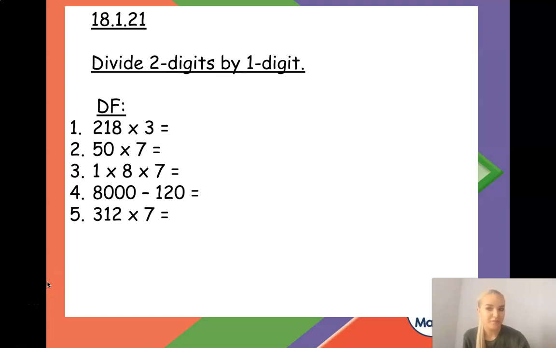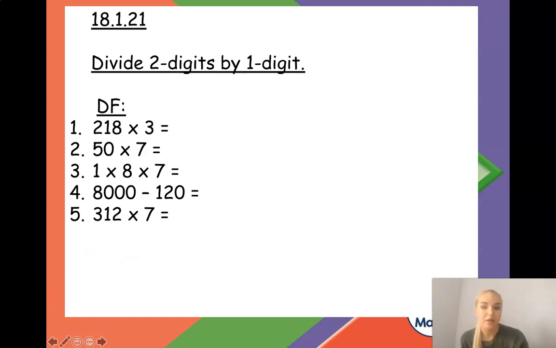This week in maths, we're going to be looking all about dividing numbers. Today we're going to be specifically looking at dividing two-digit numbers by one-digit numbers. You have your daily fluency here to start with, so if you spend around about 3 minutes on this, pause the video here and make a start, please.